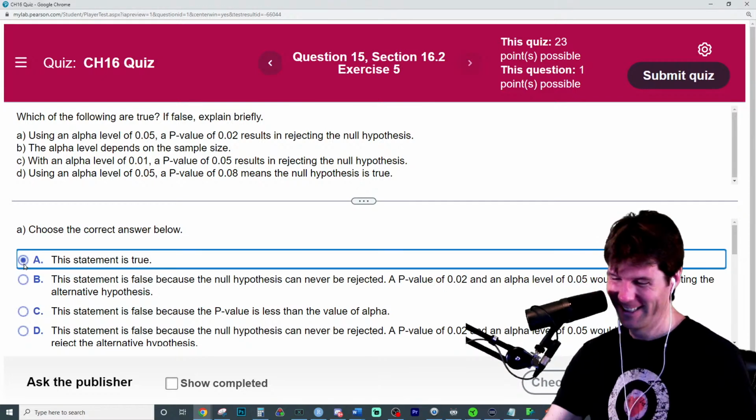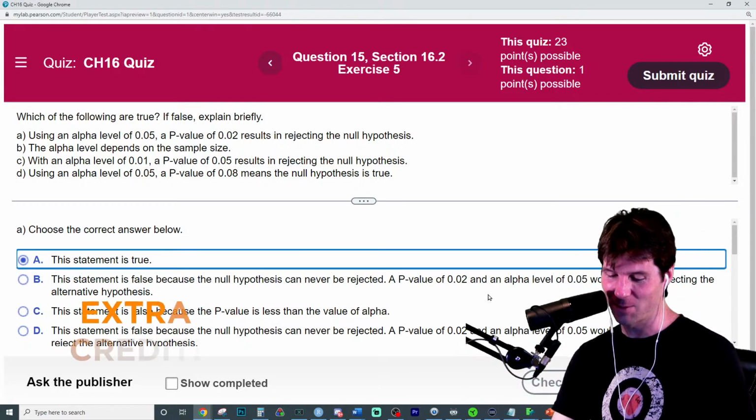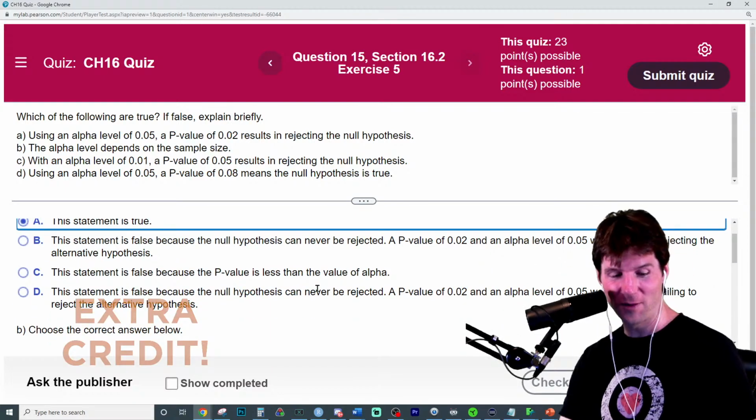First one's true. Fran, you are very correct. P-value less than alpha, reject the null hypothesis. Awesome work. We're not going to submit that yet. That is very true, Fran.